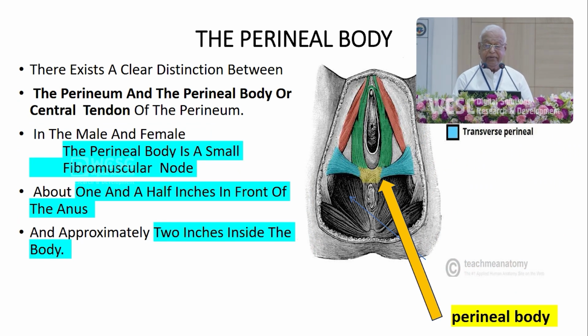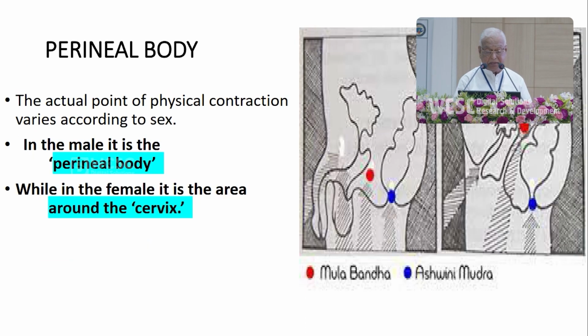That fibrous nodule is a small muscular nodule. Usually we say it is between the eruvai and karuvai. That is the one that is 1.5 inches in front of the anus and 2 inches inside the body. We were wondering whether there really is such a body or not. Yes, a fibrous tissue anatomically represents this area. It is present. In the male, the genetic center is the perineal area, and in the female it is around the cervix. This distinction we have to remember.